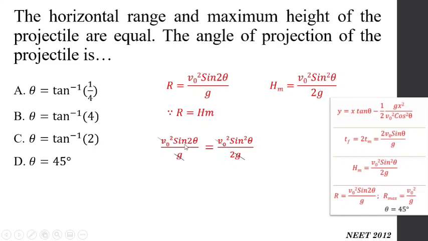Now let us expand this. Sin 2 theta equals 2 sin theta into cos theta, and the other term remains as it is, sin square theta by 2. Now sin theta gets cancelled with sin square theta, and this becomes 4 equals sin theta by cos theta. This is nothing but tan theta equals 4, and theta will be equal to tan inverse of 4. So option B is correct.